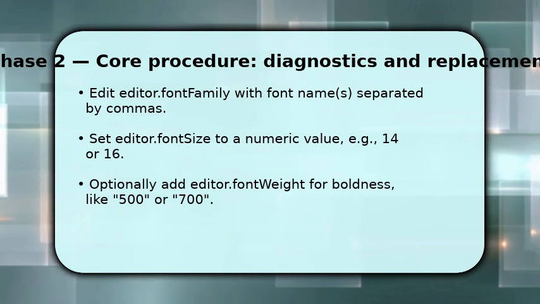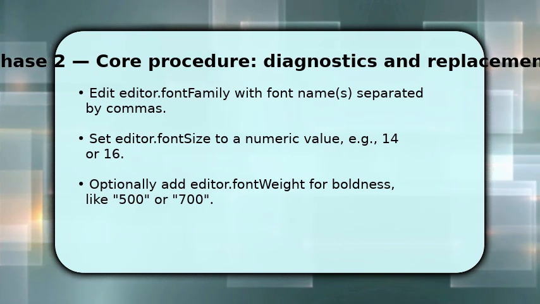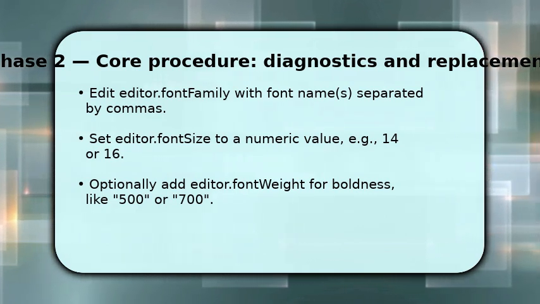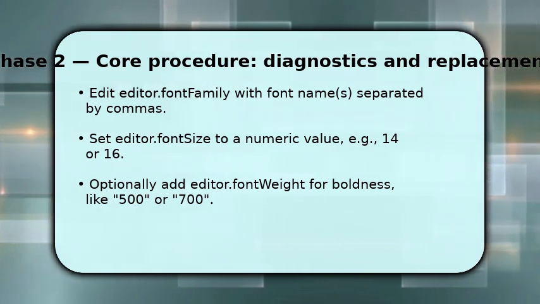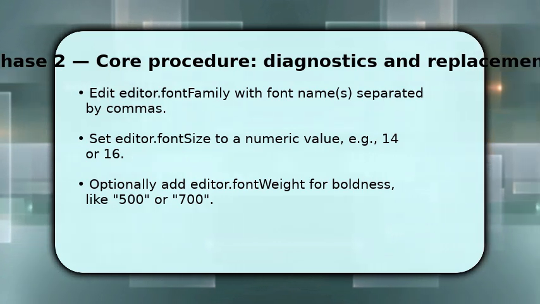Make sure to include fallbacks separated by commas. If you want weight control, add editor.fontWeight with a numeric string. After editing, save the JSON file. VS Code usually applies changes immediately, so you can see the effect and tweak.